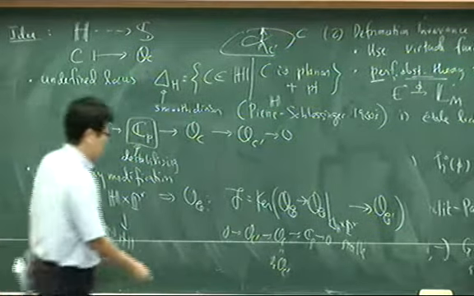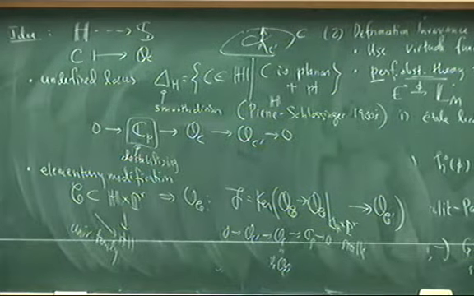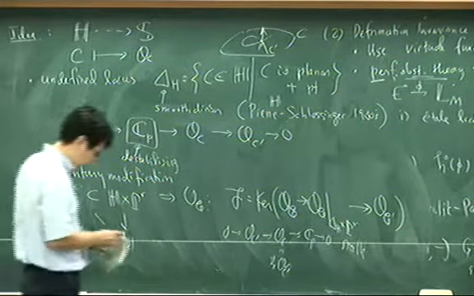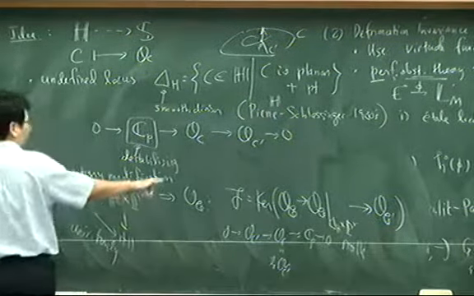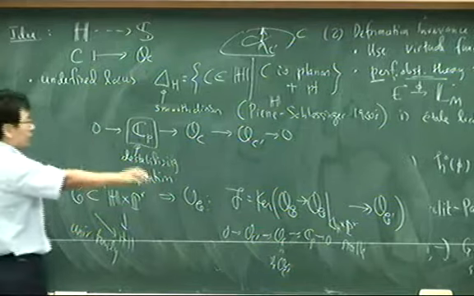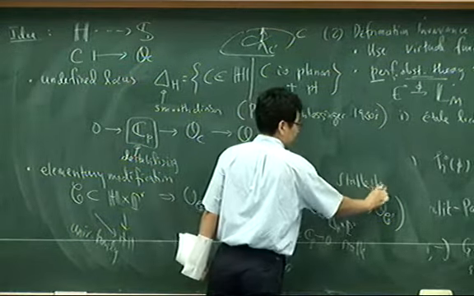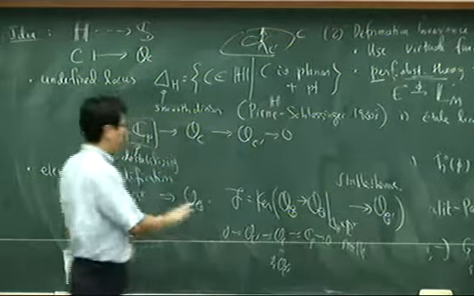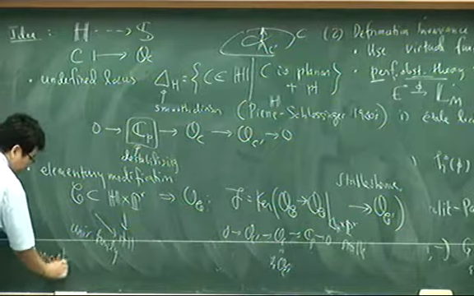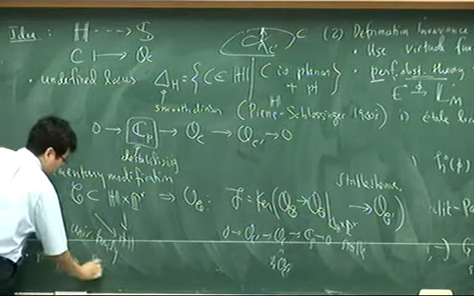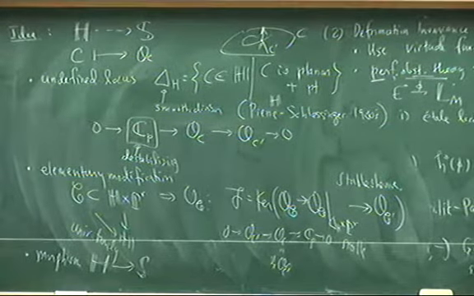C prime tilde. Anyway, this becomes a stable sheaf. All right, so elementary modification. After the elementary modification, everything becomes stable. This family of stable sheaves, so we get a morphism from H to S, from H to S. And then you analyze this morphism.